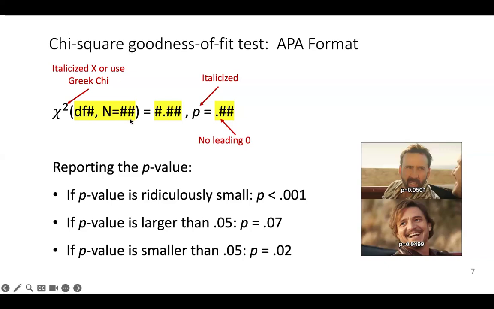And then you're going to report the chi-square value, followed by a comma, and then the p-value. And again, the p-value is italicized, with no leading zero. I prefer that you report the actual number, unless it's really small, and then you could write p is less than 0.001 or p is less than 0.01. But other than that, I want you to report the p-value rather than just say p is less than 0.05 or p is greater than 0.05.